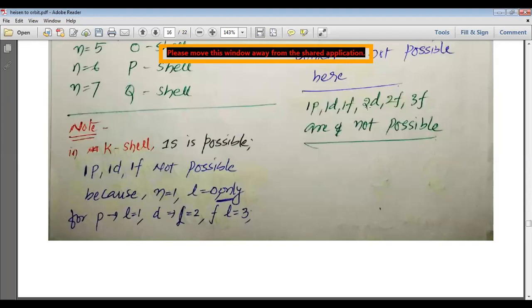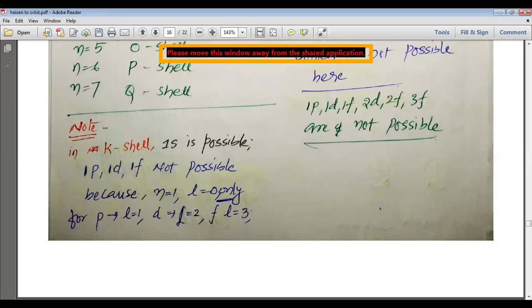Same way if you look at 2d, your n is equal to 2, so l can have values 0 to n minus 1, that means l can be 0 or 1. But for d, the value of l should be 2, and that is why 2d is not possible. Same way when we look at 2f, we need l equal to 3, but here the value for l is either 0 or 1. So 2f is not possible.